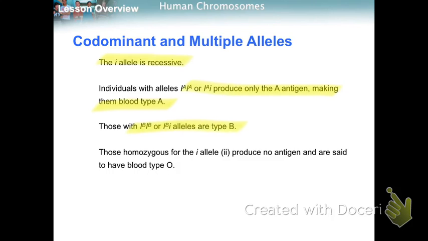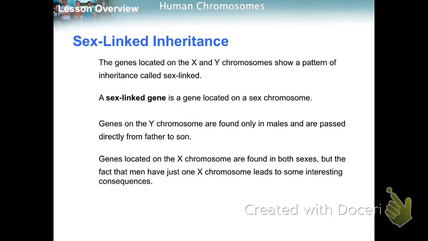Blood type A, 2 different genotypes can produce a phenotype of blood type B. Only one genotype can produce blood type O.